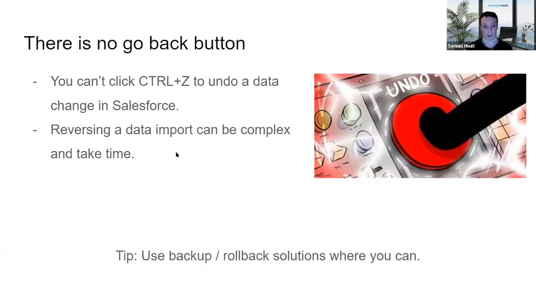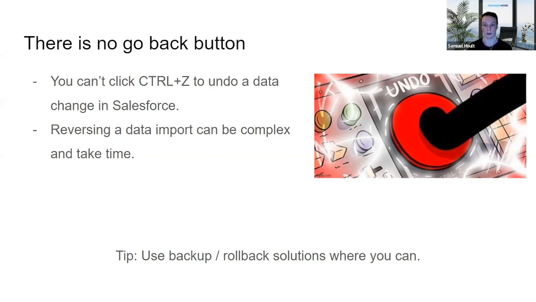There's no go back button. Another pretty important one. Unlike in Excel or some other systems, if you type the wrong thing or make a spelling mistake, you can just press Control-Z or undo, and it goes back to the way it previously was, right? With data in Salesforce, if you save a record, it's saved. There's no way to undo that apart from going in there and undoing it yourself.